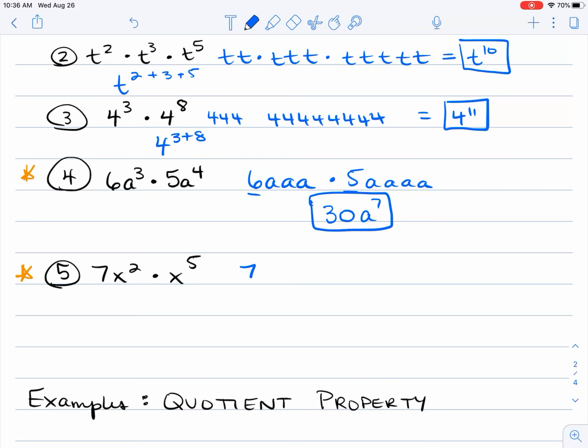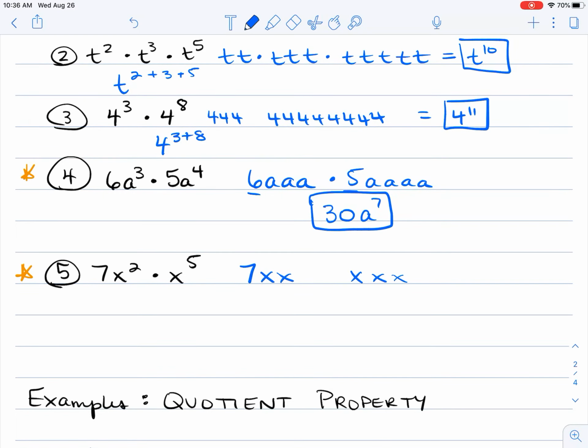Same thing on 5. I have a 7 with 2 x's, and then I have 5 x's. If you want a coefficient there, it would be a 1. And if I multiply that, I would multiply the 7 and the 1 and get 7, count my x's, and I have 7 x's. So that would be my simplified expression there.